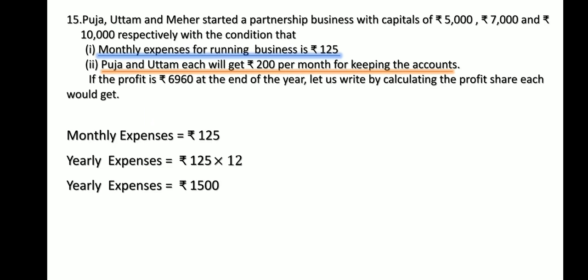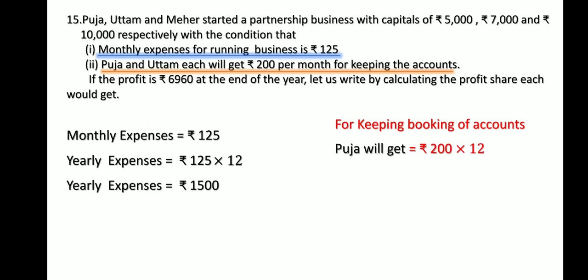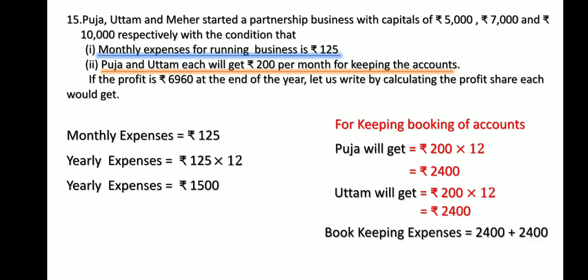The second thing that is given to us is Pooja and Uttam each will get rupees 200 per month for keeping the accounts. This is what is honorary allowance. It means if any partners work extra, they do anything extra, then they will get paid. So for keeping the books of accounts, Pooja will get rupees 200 into 12, that is 2400, and Uttam will also get rupees 200 into 12, that is 2400. Now the total bookkeeping expenses is 2400 plus 2400, that gives us 4800. So what you see here, two things: yearly expenses, that is 1500, and bookkeeping expenses, that is 4800.